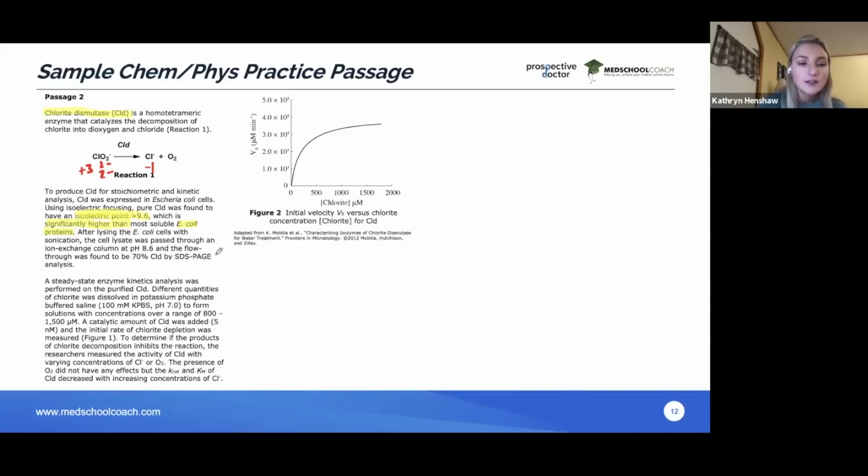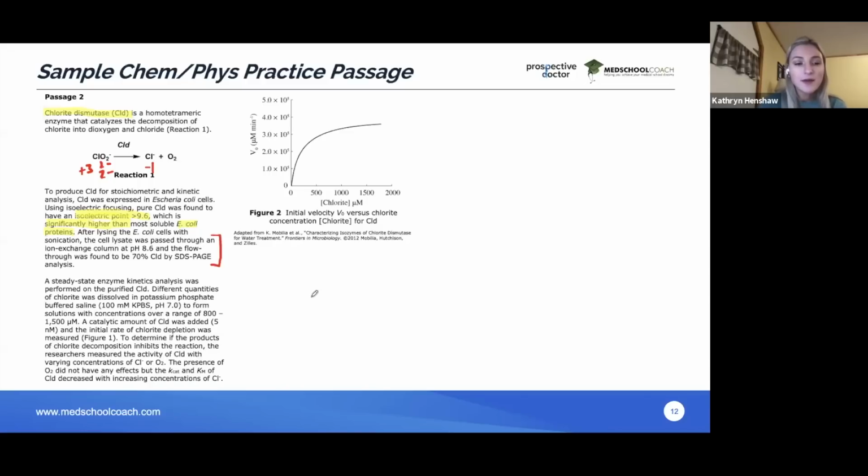And it says particularly that the cell lysate was passed through an ion exchange column at pH 8.6, and the flow through was found to be 70% CLD by SDS-PAGE. Okay, so we're finding that our enzyme here is in the flow through, which means that it didn't bind to the column. So we're looking for an ion exchange column that would not bind our CLD enzyme. And furthermore, we should note that it's at a pH of 8.6.